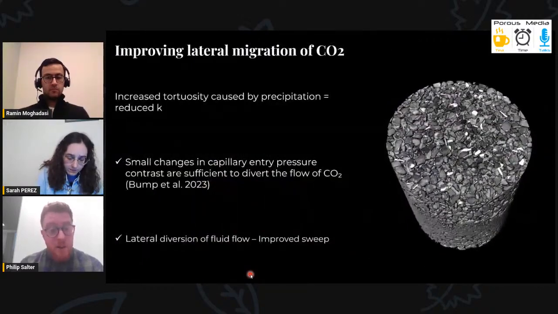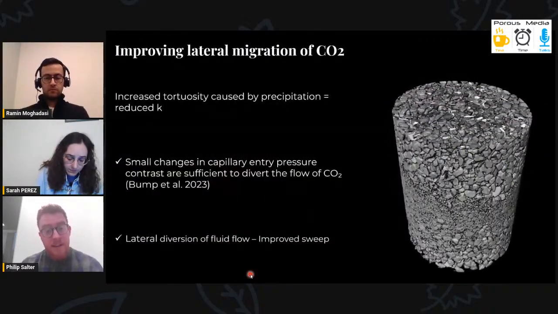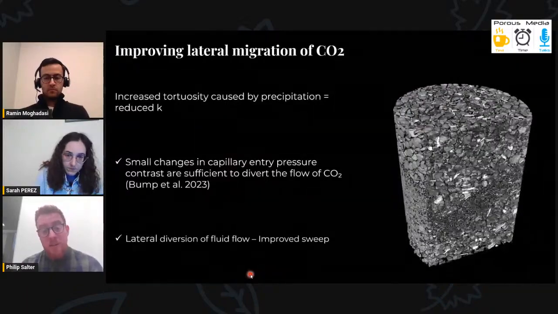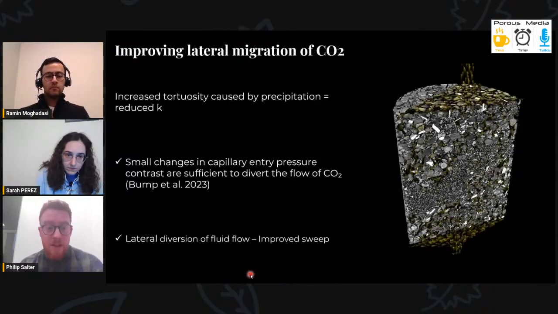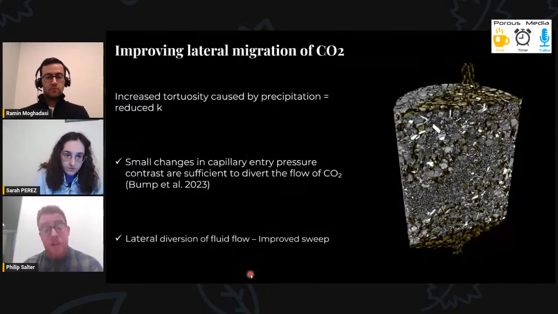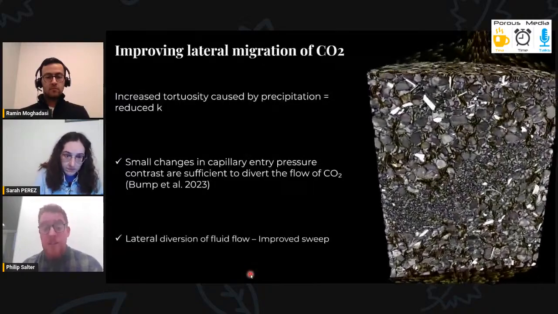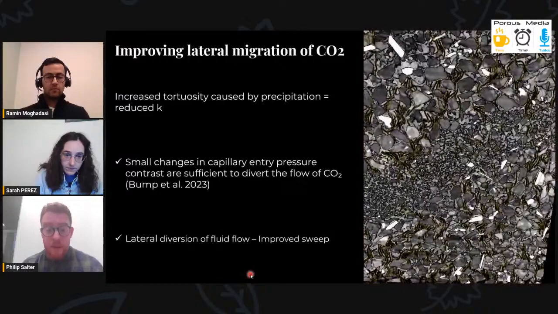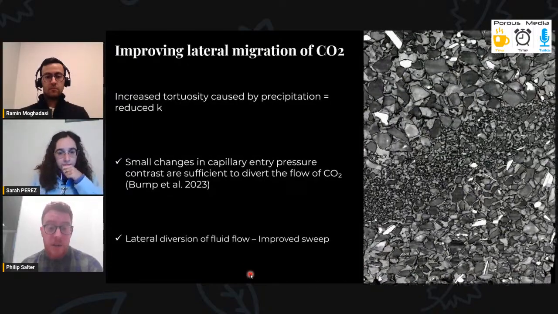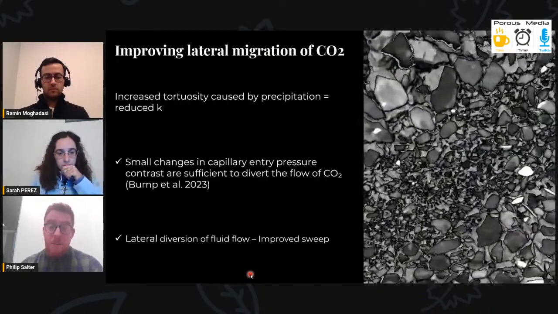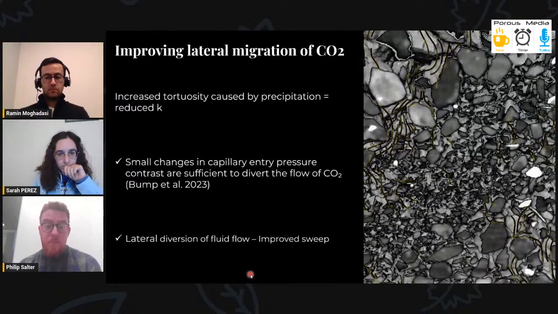And if we look at that larger sample, we see that it is an increase in tortuosity caused by precipitation in this fine layer that is reducing permeability. And other studies have found that small changes in capillary entry pressure contrast are sufficient to divert the flow of CO2. So what that means is we're effectively reducing the vertical to horizontal permeability ratio, which should, in theory, help spread out the flow of CO2, improving sweep and storage efficiency.